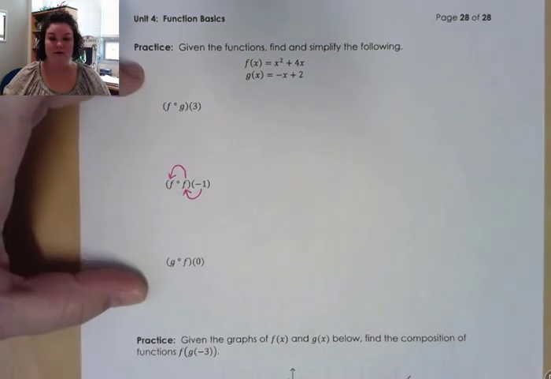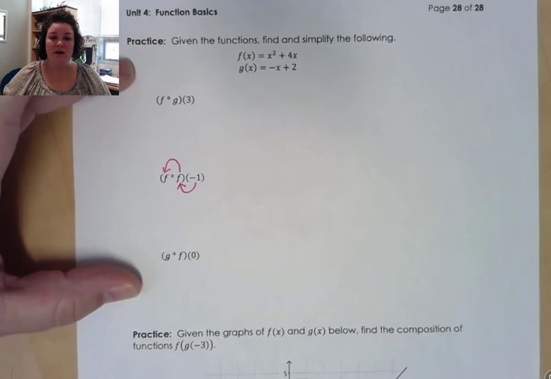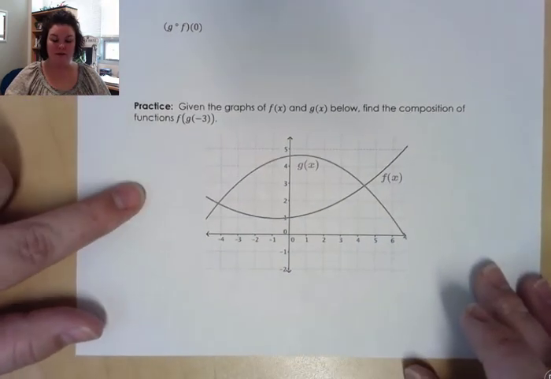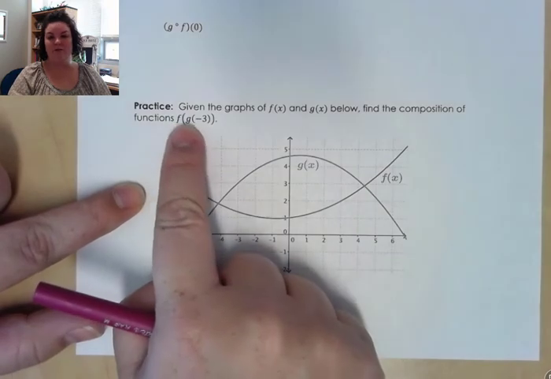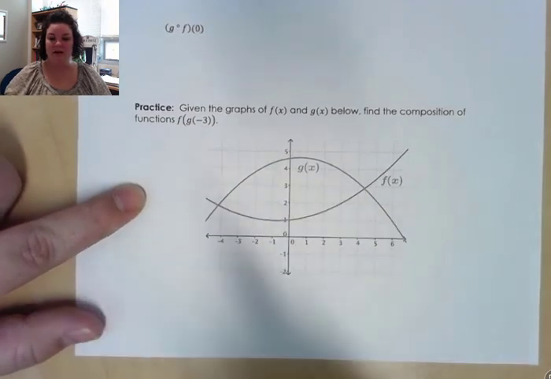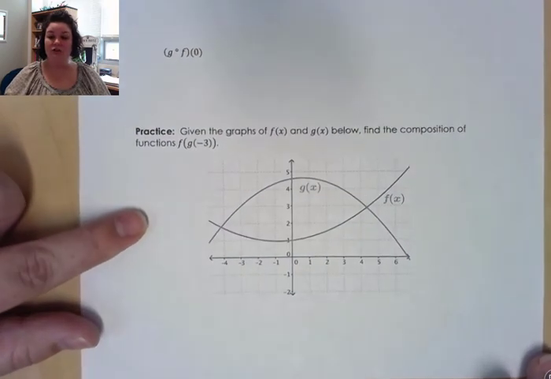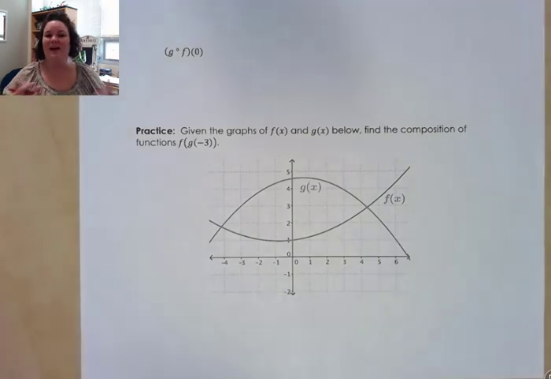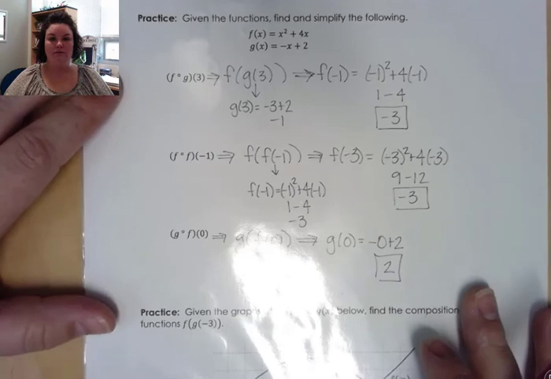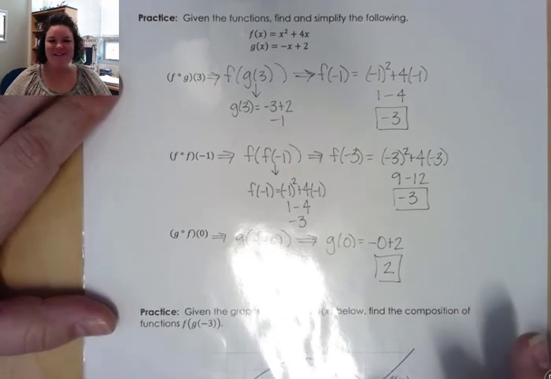So I want y'all to try those composition functions that are just evaluating, and then also do the graph down here, evaluating f composed of g at -3. Whenever you're ready to check yourself, or if you get stuck, go ahead and unpause the video and we'll go over them. Okay? All right, so here we go. Let's see how you did.